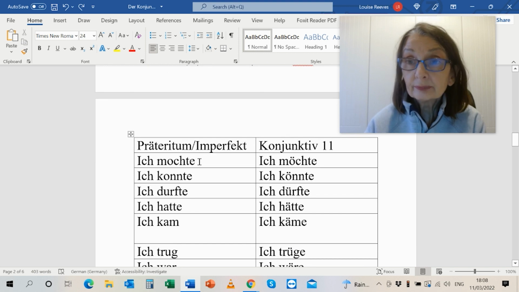Ich mochte. That means I liked or I used to like. But if you throw an umlaut on the O, ich möchte. And that means I would like. Ich konnte, I was able. Ich könnte, I could. Or I would be able. Ich durfte, I was allowed. Ich dürfte mit Umlaut, I would be allowed. Ich hatte, I had. Ich hätte, I would have.